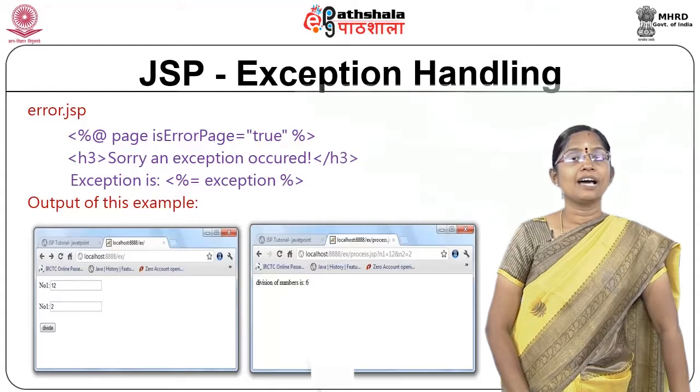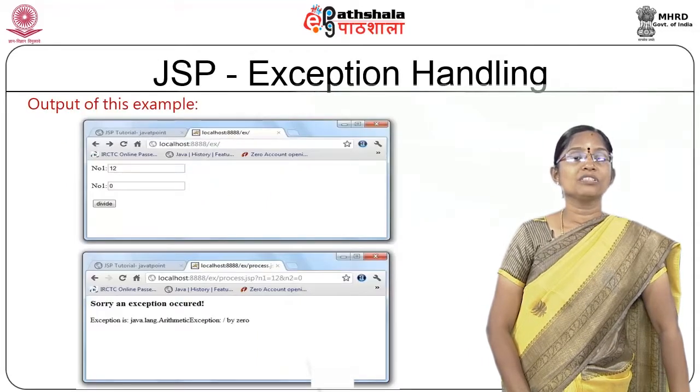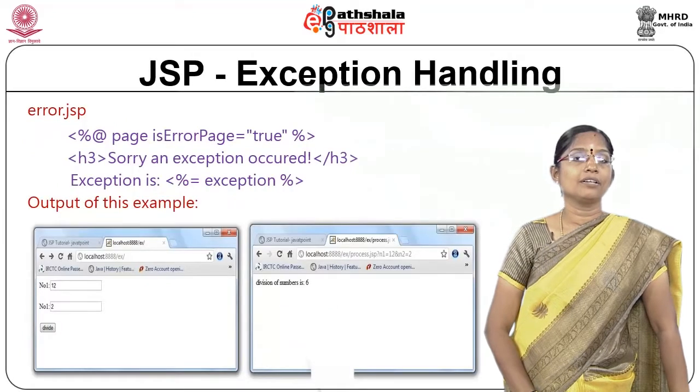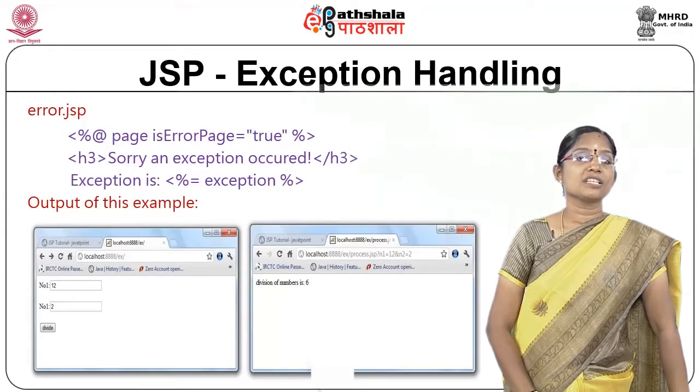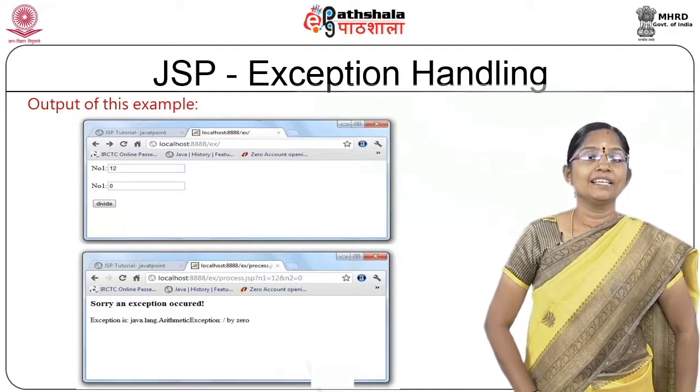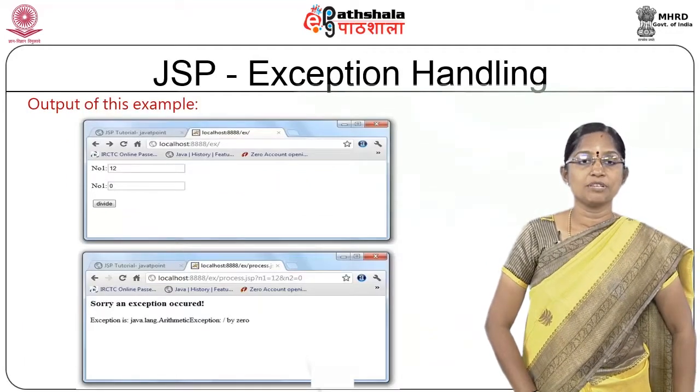If I just click it, the answer is going to be 6. There is no possibility of exception. But look at this option, 12 and 0. Definitely in this case, it will call errorPage equal to error.jsp. If error.jsp comes, automatically isErrorPage is true, and immediately it says, "Sorry, an exception has occurred."